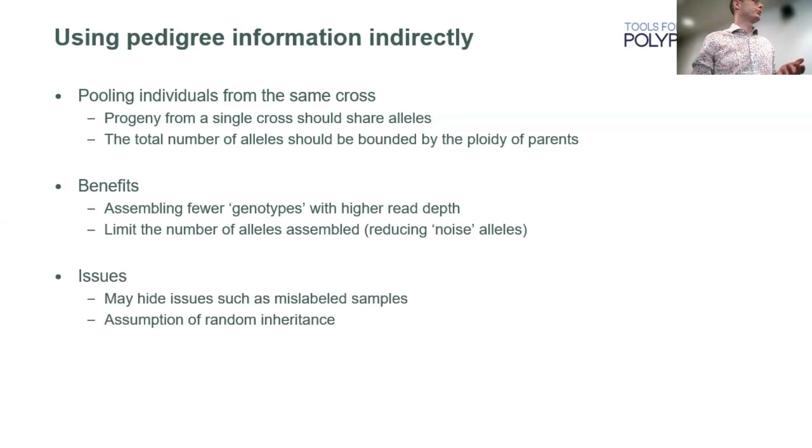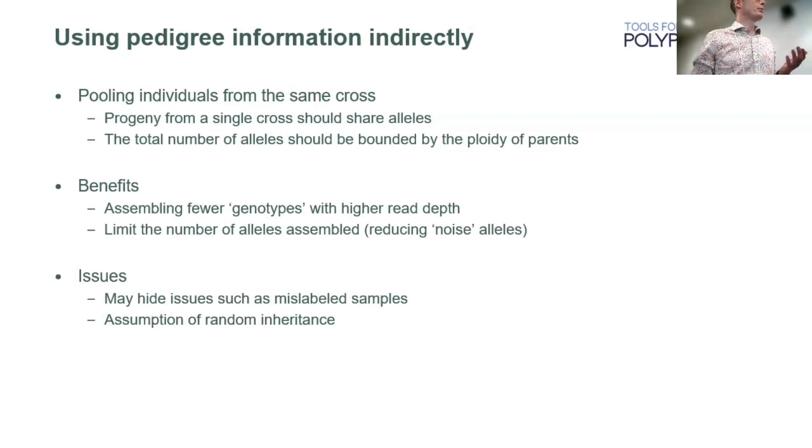Now, there are some potential issues with this. One is that assumption of random inheritance. If we do have some selectional bias in inheritance happening there, then that can cause issues. In practice, it's going to have to be a reasonably high deviation in inheritance patterns to cause significant issues in terms of generating a population prior.